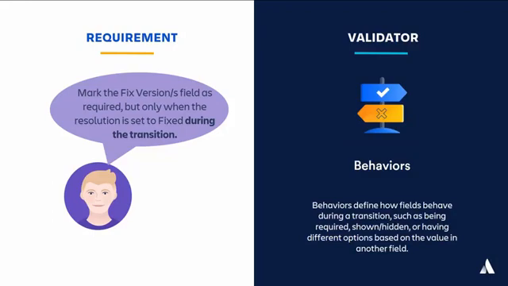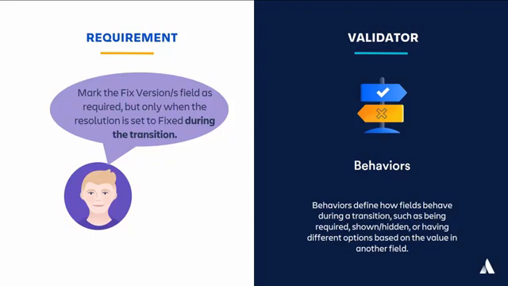We solve that by using a server-side validator available through the behaviors functionality of a marketplace app. We can mark the fixed versions field as required, but only when the resolution is fixed, because it doesn't make sense to require a fixed version when the resolution is won't fix.